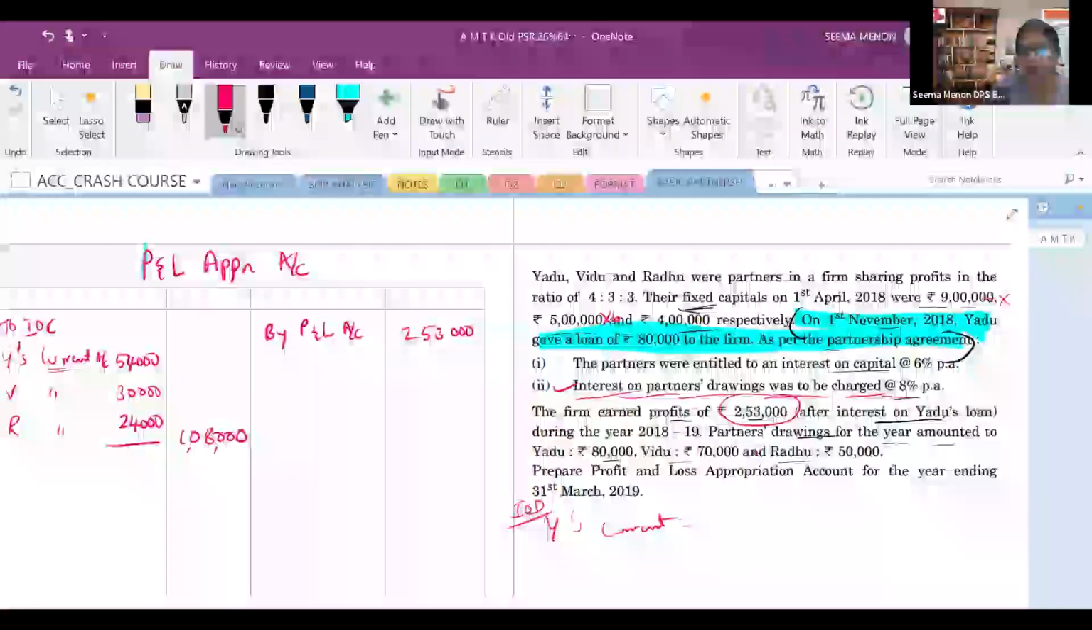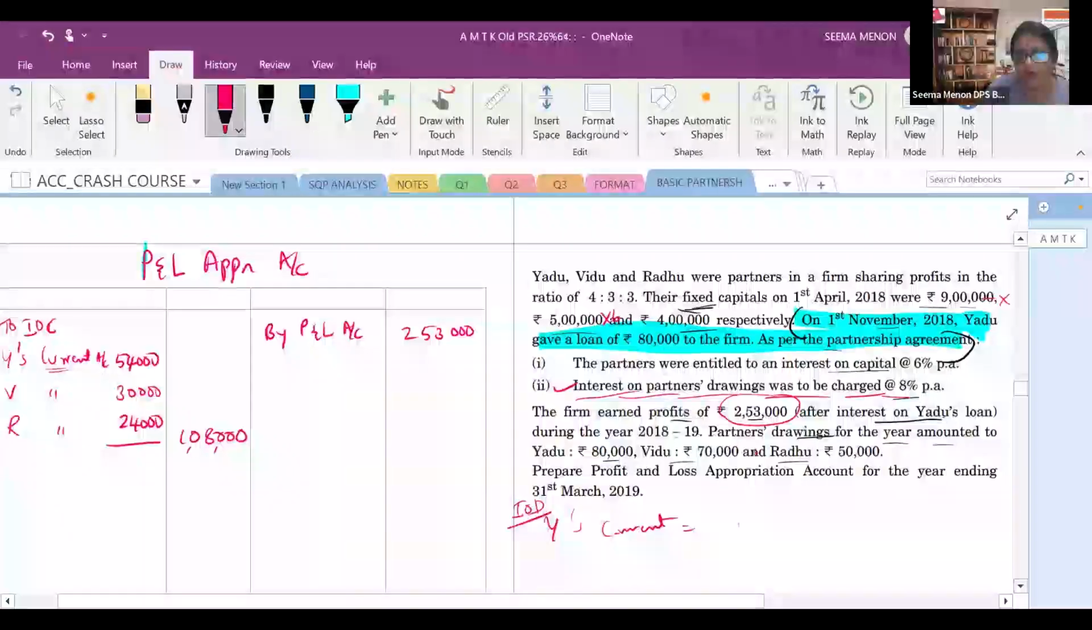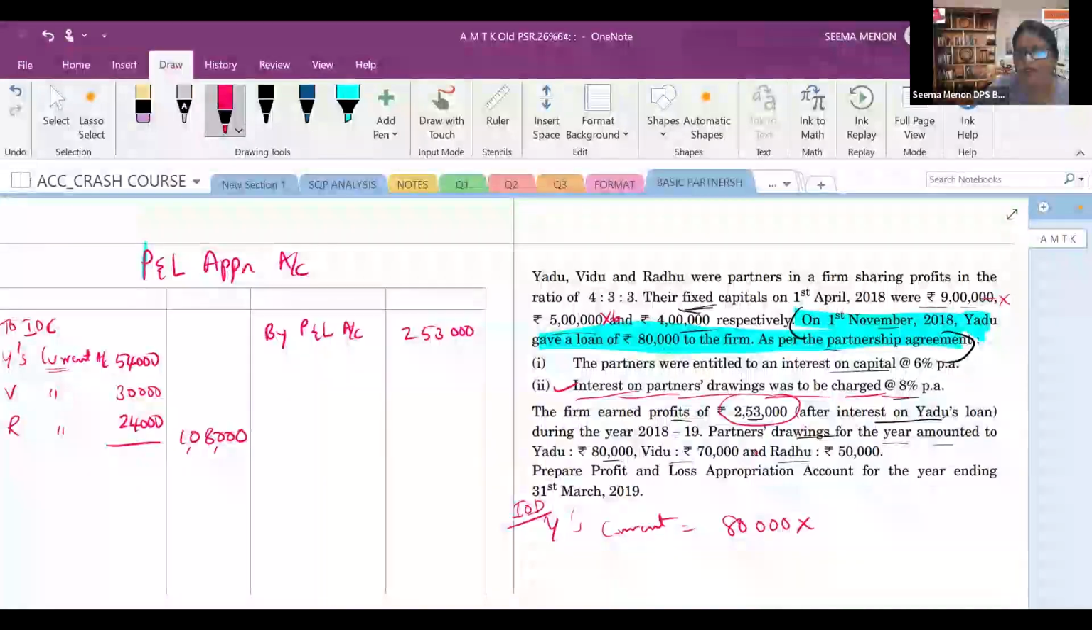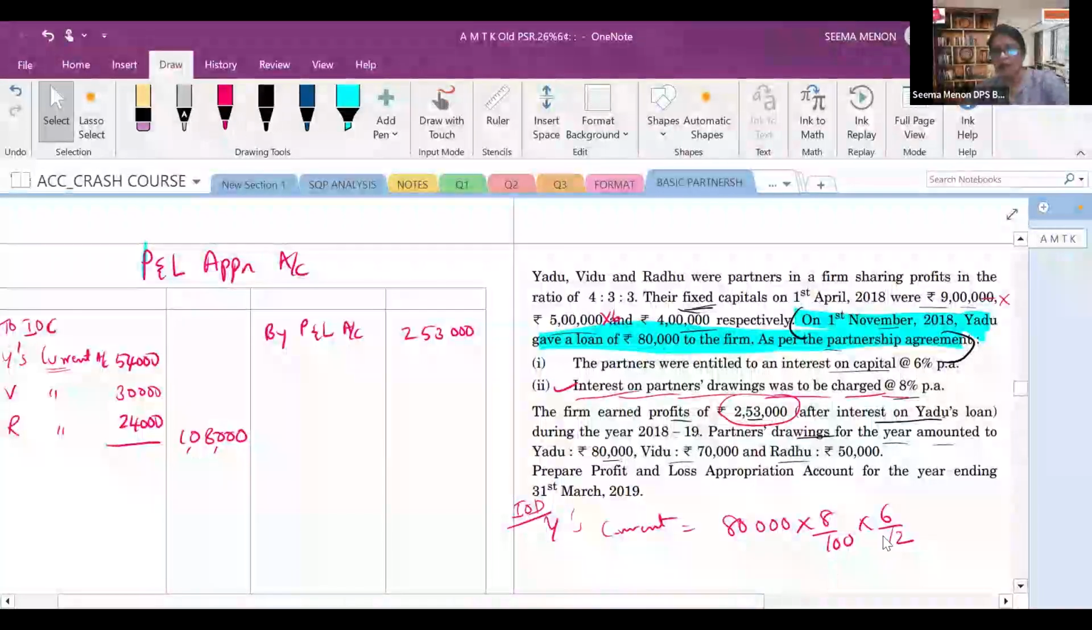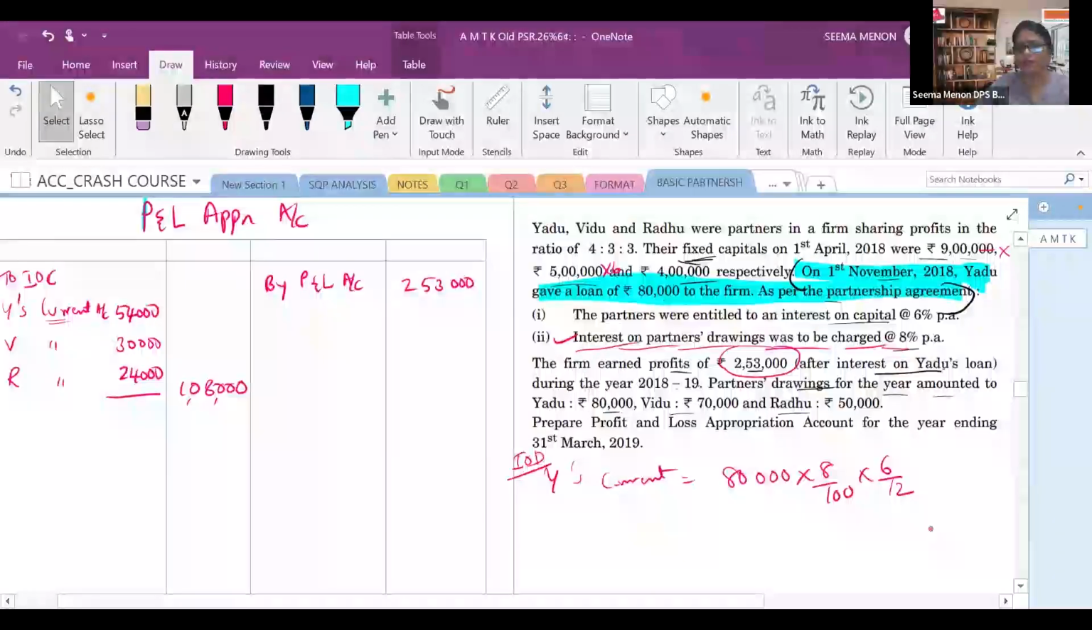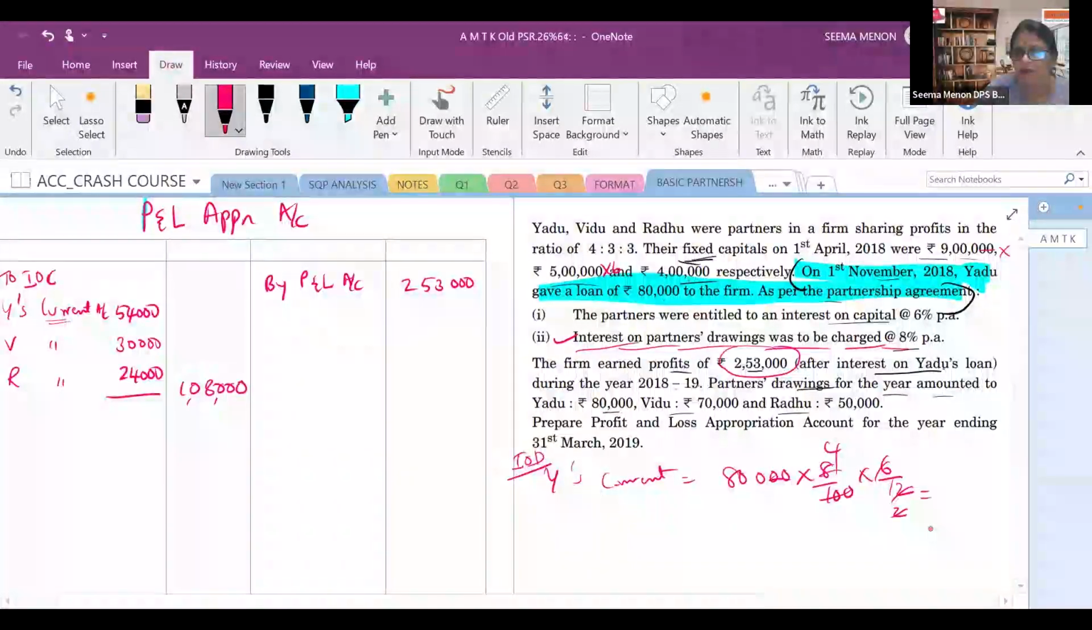Y's current account, how much? Y means Yadu. Yadu is 80,000 multiplied by how much? The rate of interest is 8%, and the date is not mentioned. So you will have to take it for an average period. That is compulsory. You have to take it for an average period. So you solve 4, then 8 4s are 32. So it is 3,200.